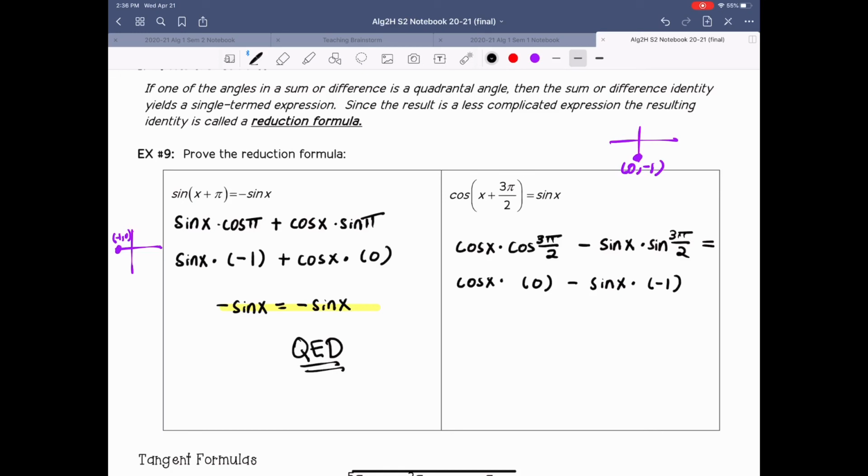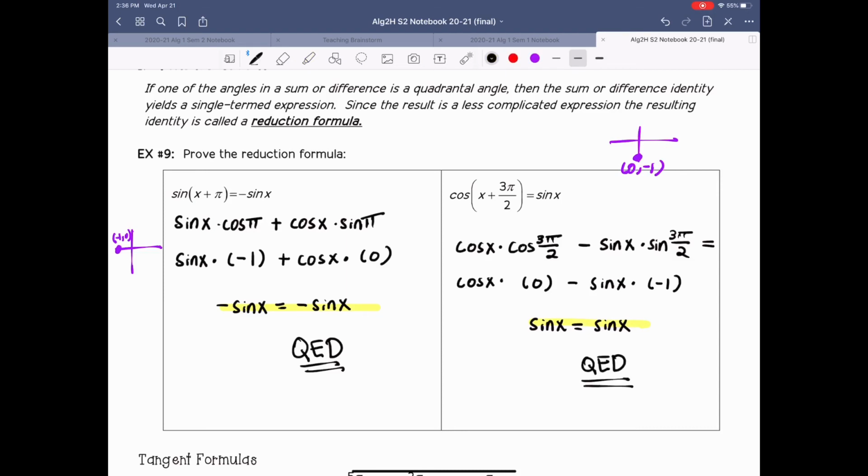Now to simplify this, obviously anything times 0 is going to turn into 0. And then negative sine of x times -1, that's going to give me positive sine of x. So I found that sine of x equals sine of x. Again, whenever I prove something, I finish by saying Q.E.D.